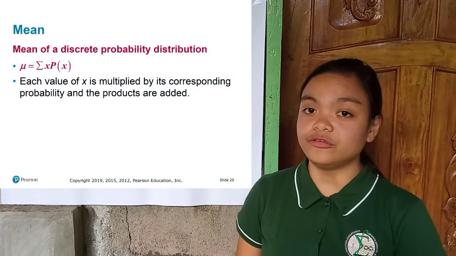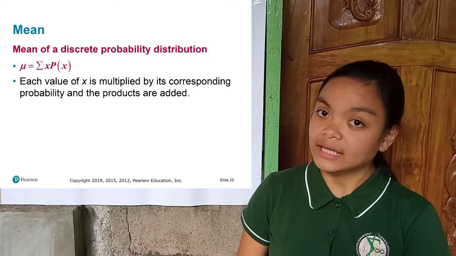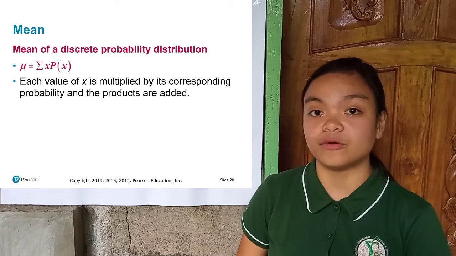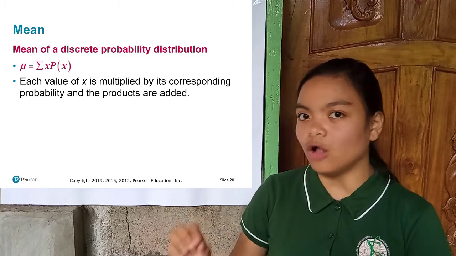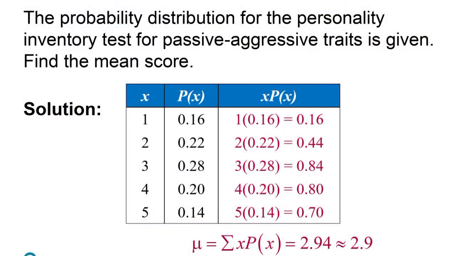Now that you've mastered that and can determine whether a distribution is a discrete probability distribution or not, it's time to learn about the mean of a discrete probability distribution. In order to solve for the mean, each value of x is multiplied by its corresponding probability, and all these products are added up. That is your mean.